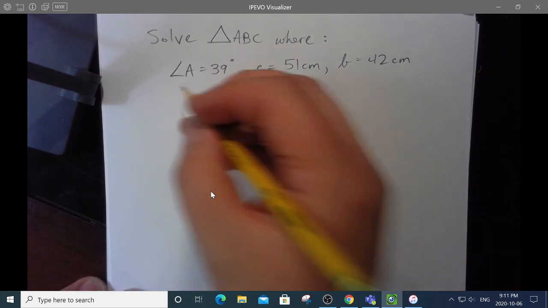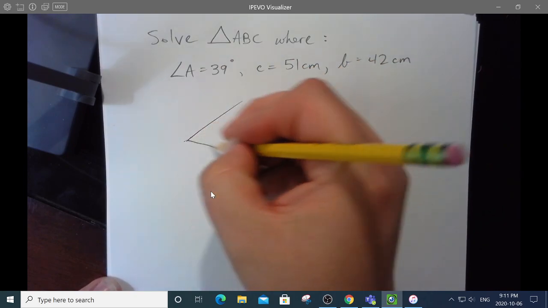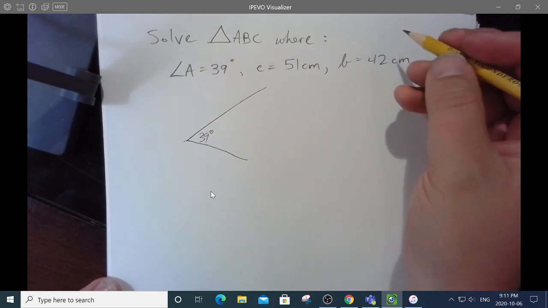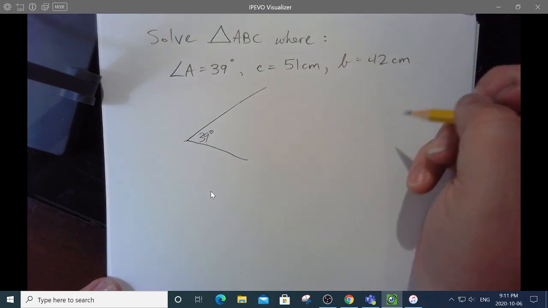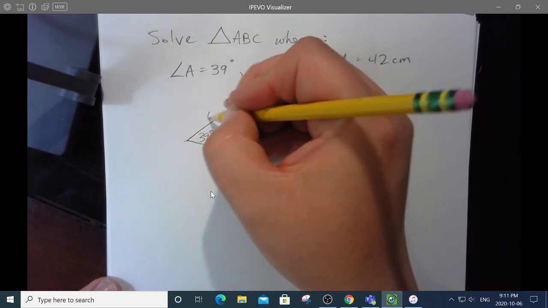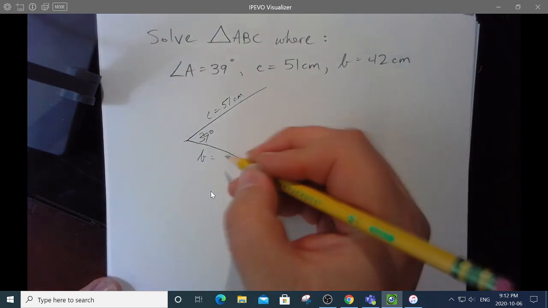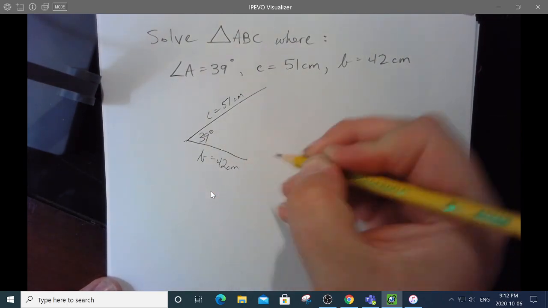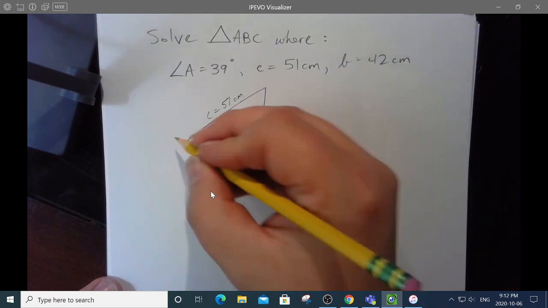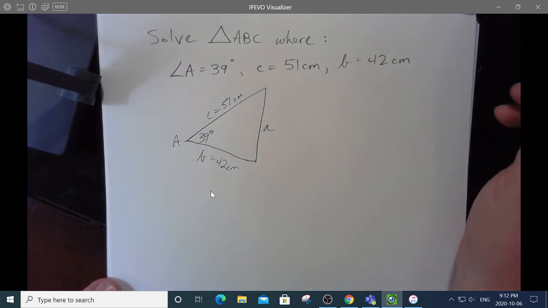So we have to put angle A down at this corner, which is around 39 degrees. I don't know if that's 39 degrees or not, but it'll do. And okay, so side C and side B. It doesn't really matter which one I call which. This is the longer one from what I've drawn, so I'll call that side C, 51 centimeters. And side B is equal to 42 centimeters. That means I can close that off and make a triangle out of it. Since that was angle A, this has to be side A. And okay, let's use our sine law.